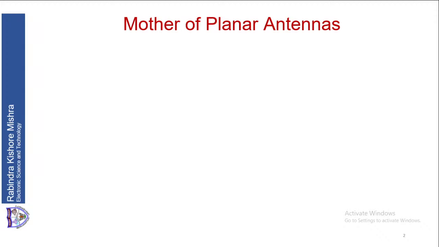Then you saw the horn antenna, which has extension in all three directions. So that is a three-dimensional antenna. Finally, we'll come to a planar antenna, which is a two-directional antenna. The first antenna in this category is the microstrip antenna. Therefore, we call the microstrip antenna the mother of all planar antennas. We will be discussing the microstrip antenna in today's class.